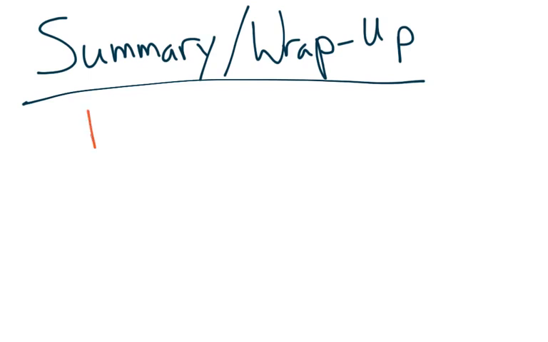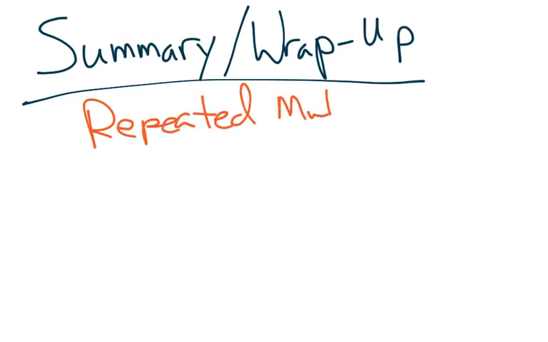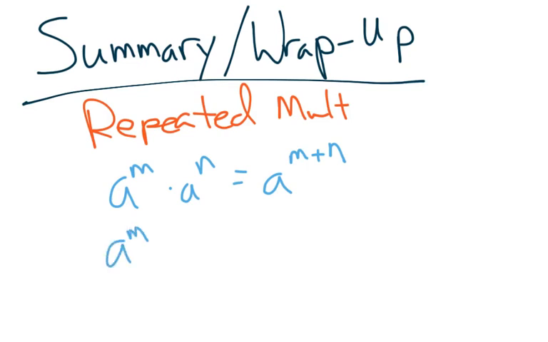Again, the core idea is repeated multiplication. All these rules, all these ideas are based on the idea that this is repeated multiplication. Then we have to have the rules in our back pocket. So we have the product rule: a to the m times a to the n is equal to a to the m plus n, where we add the exponents. If we are dividing bases with exponents, we are allowed to subtract the exponents, m minus n.